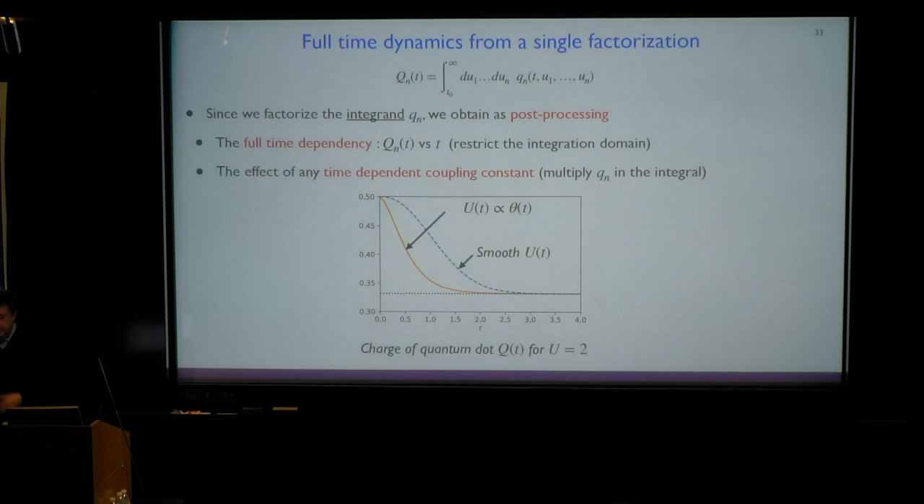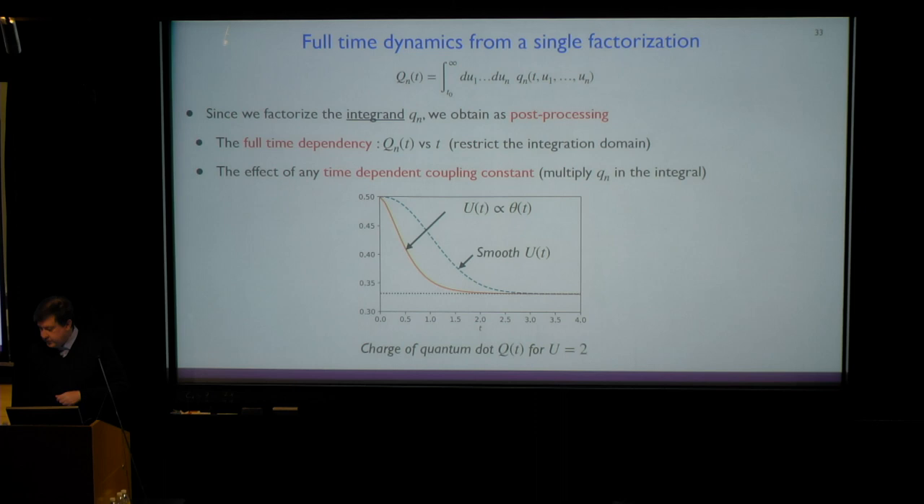The same way, I can multiply by a time-dependent coupling constant. If I want to not switch the interaction quickly but make a smooth ramp, then I can just multiply in the integral and post-process that. That's an example where you have the charge of the quantum dot converging as a function of time, so the time dynamics for a small value of U here, for two different ways of switching the interaction, abrupt or smooth. And this is done by one calculation of the tensor.